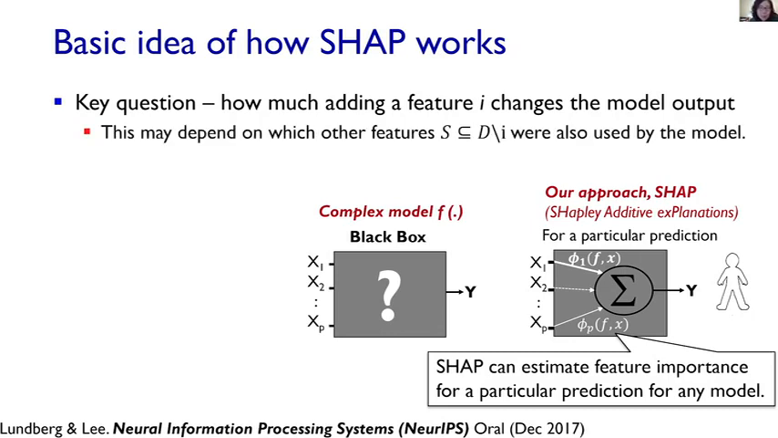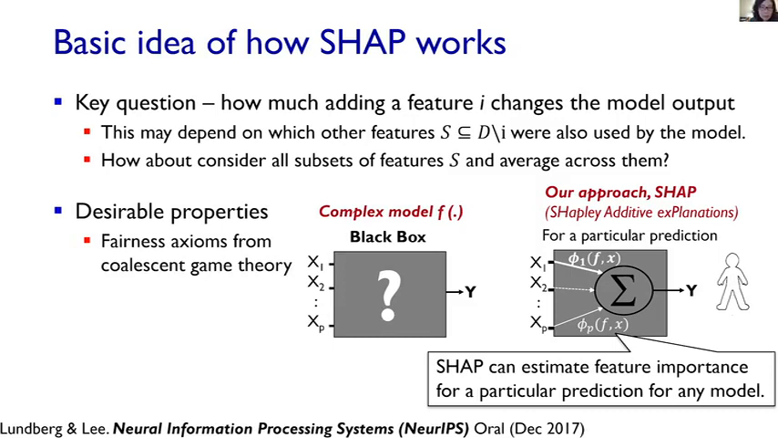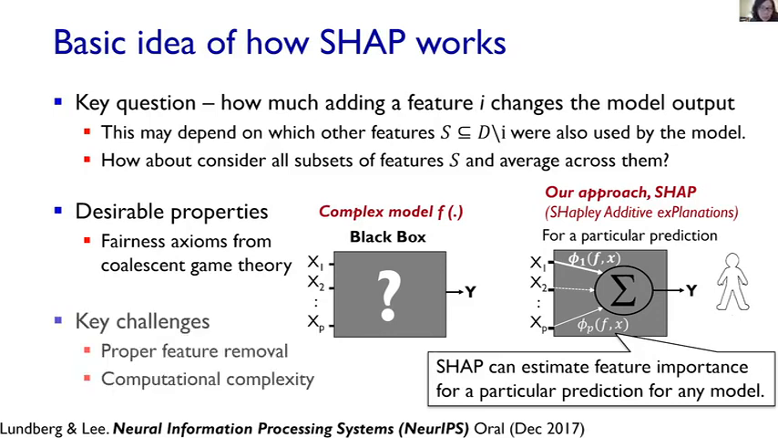And by doing that, this may depend on which other features are already being used. Let's say a subset of features S. The idea is to consider all subsets of features S, and then average across them. By doing that, this cooperative game theory guarantees us that the SHAP values, or Shapley values, satisfy a set of fairness axioms, which many other methods in this domain do not. And it is indeed one of the most widely used methods these days.